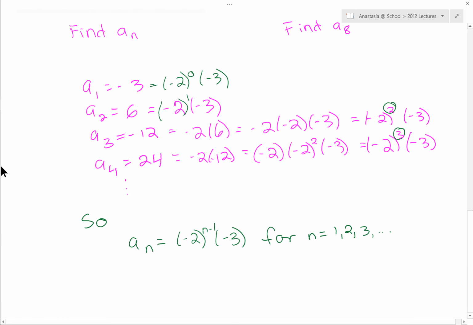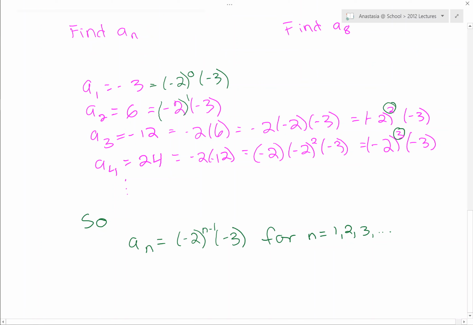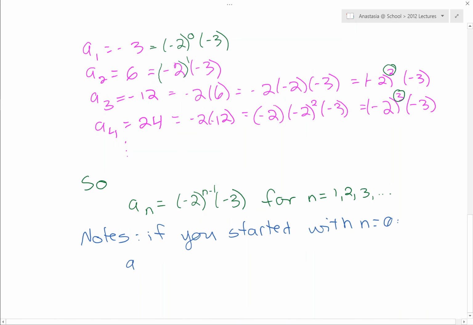A couple of notes if you did this differently. First off, if you started with n equals 0, so in other words, you said a sub 0 was -3, a sub 1 was 6, and so on and so forth, well, then this would lead to a formula of -2 to the n times -3 for n equaling 0, 1, 2, and so on. Okay, so you might have done that differently.